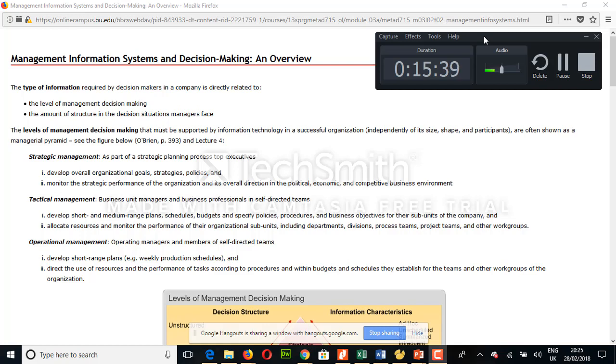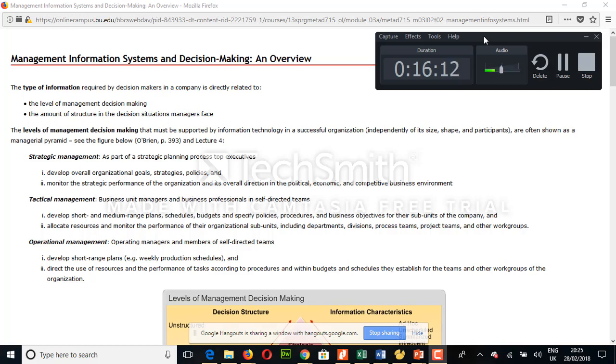Then the tactical managers, business unit managers, business professionals, self-directed teams, and so on. They develop short to medium term range plans, schedules, budgets, specify policies, procedures, business objectives, sub-units of the company, like say divisional heads or regional heads, etc. They also allocate resources to ensure that people perform. Those whom they supervise, they perform.